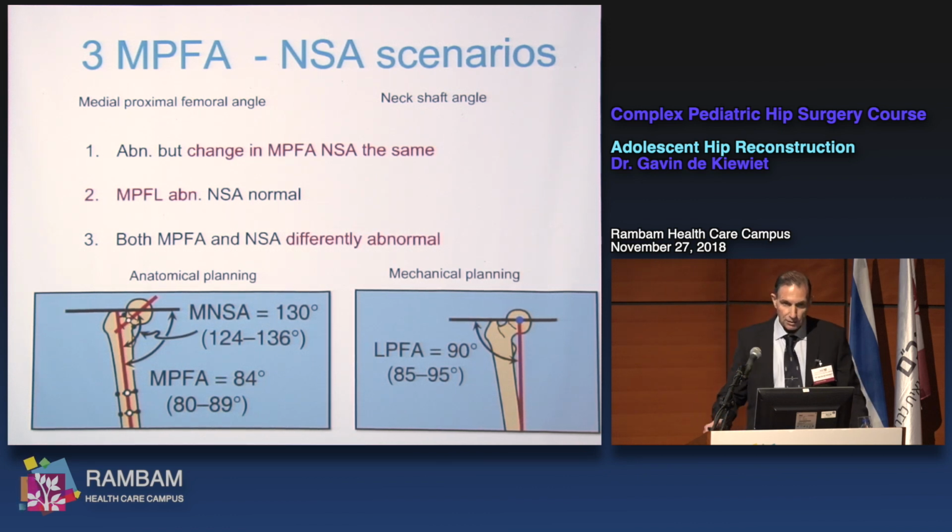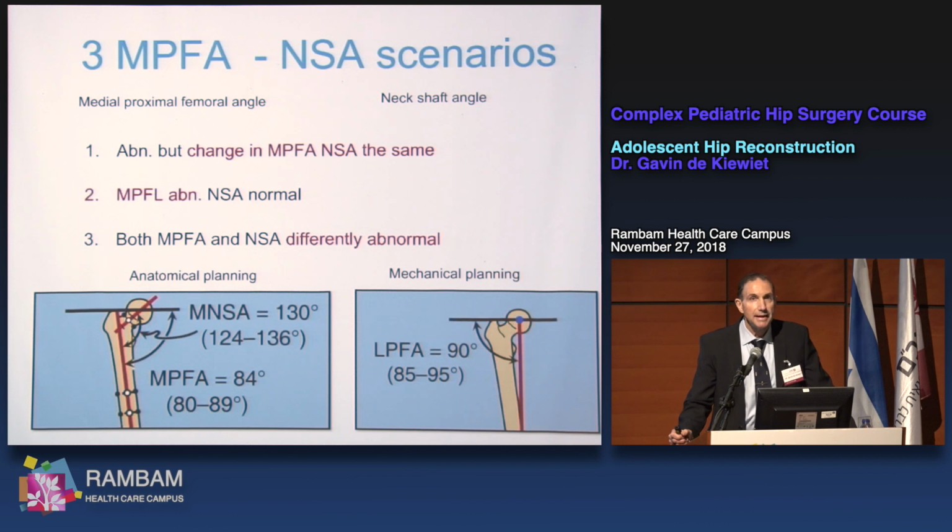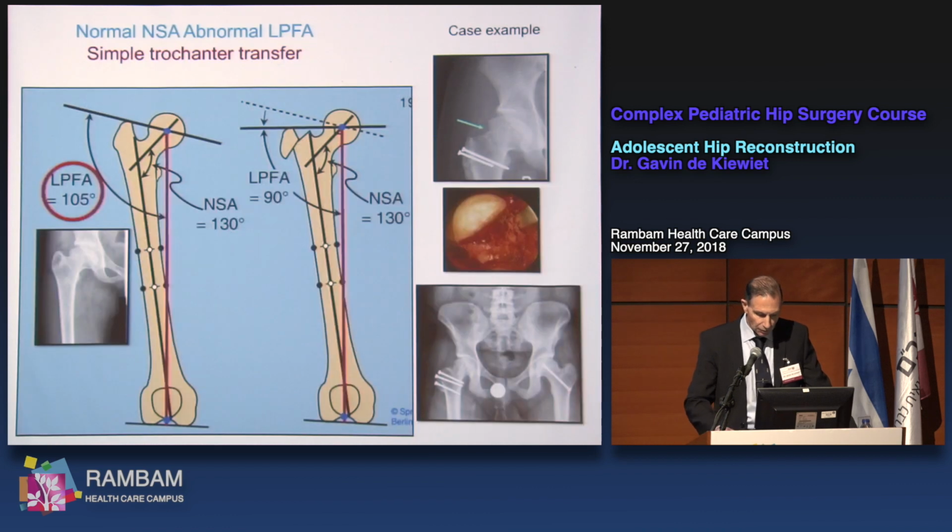And we have three scenarios. We can see that we can have a change in the medial proximal femoral angle and the neck shaft angle, and the magnitude of that deformity is the same, so say 20 degrees. Both are the same. Both are equally abnormal. Or we can have an abnormal medial proximal femoral angle, but the neck shaft angle is normal. Or we can have both angles being abnormal, but they are differently abnormal. So one may be 30 degrees, and one may be 50 degrees. So how do we deal with those?